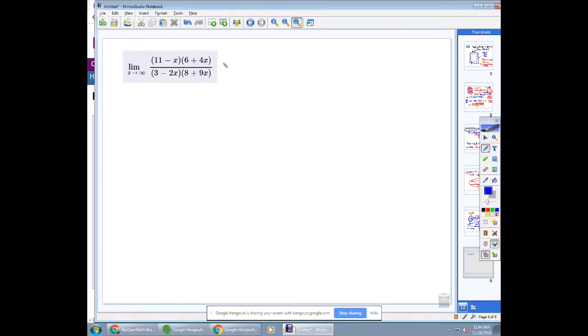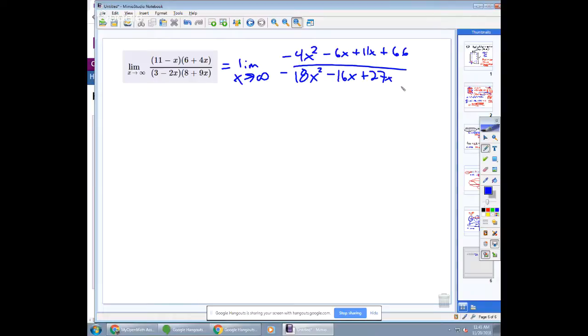You don't have to, but I'm going to. So this would be the same as the limit as x goes to infinity. And really all I care about are the big terms. So I'm going to have a negative x times a negative 4x, which is a negative 4x squared. And I'm going to have this other stuff, like a negative 6x and an 11x and a positive 66. And the bottom, what do we get? 2 times 9, there's going to be an 18x squared. Negative 18x squared, thank you. And then there'll be a minus 16x and a plus 27x and a 24.